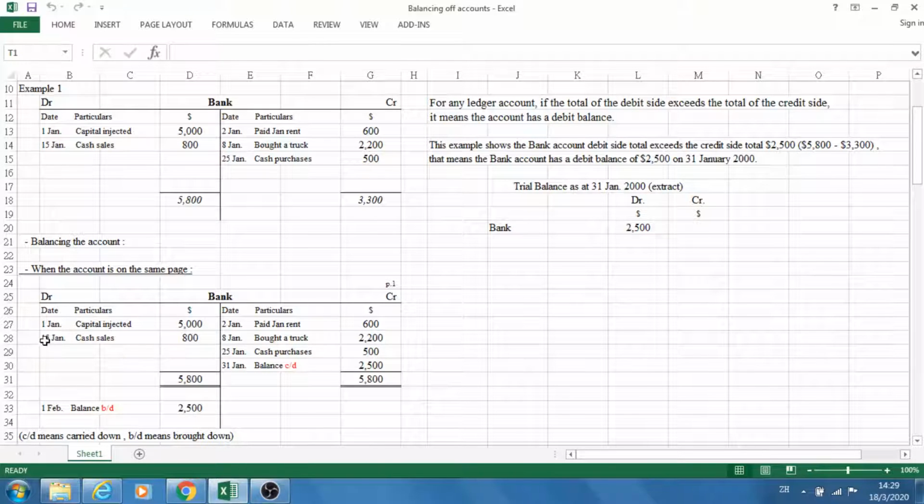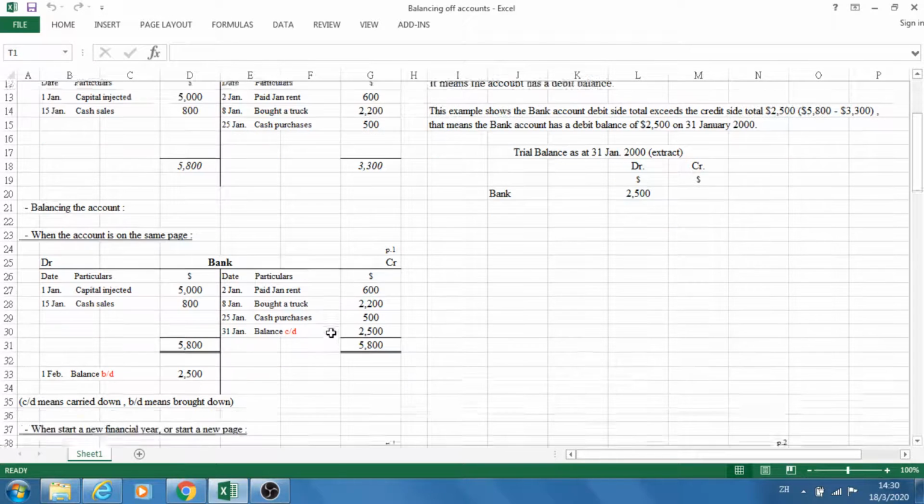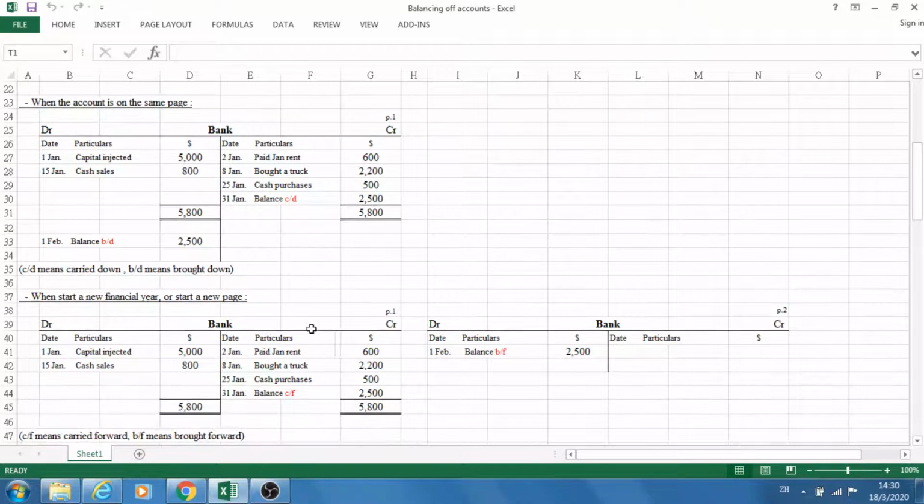The account is on the same page. January, February, they are on the same page. When starting a new financial year or a new page, the same procedure applies to balancing of account, except carried forward is used instead of carried down. Brought forward is used instead of brought down.